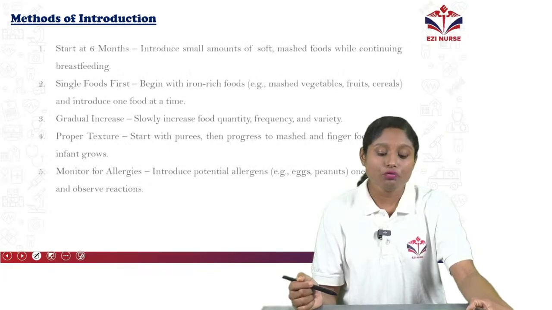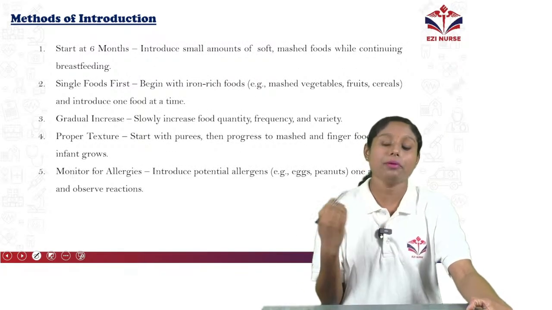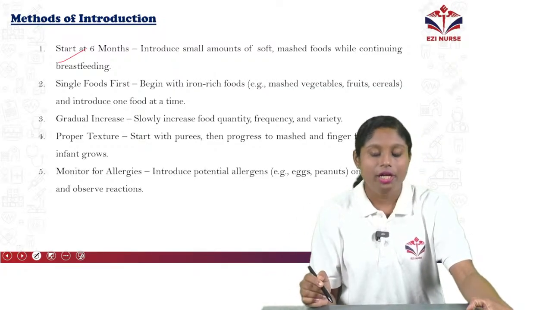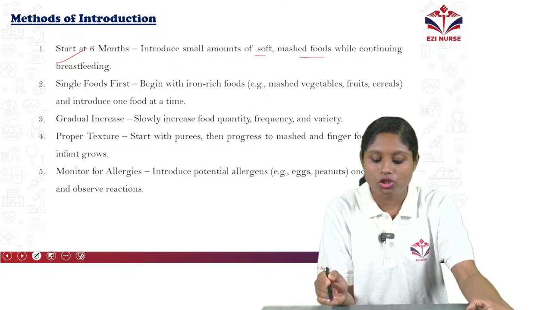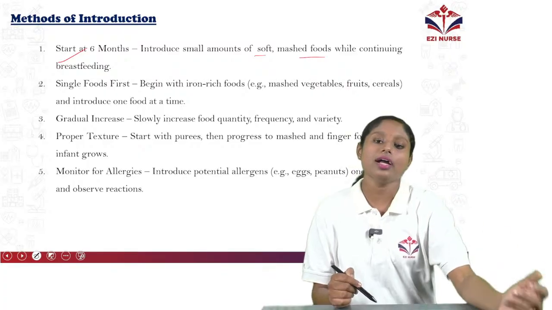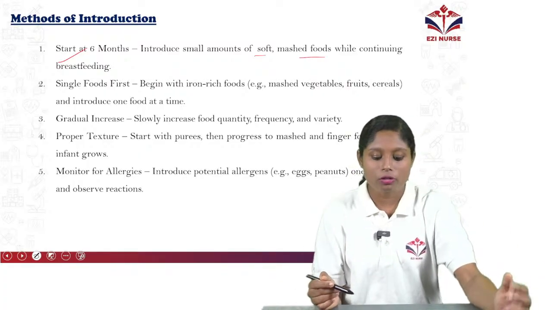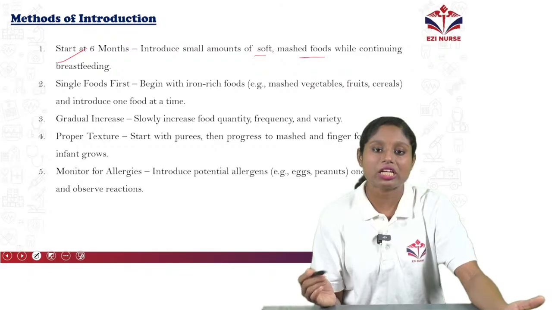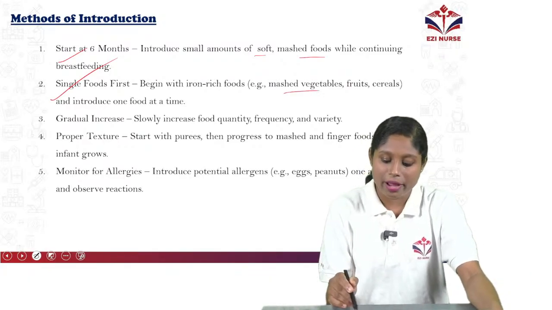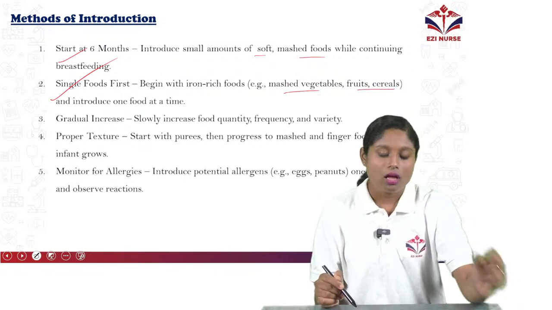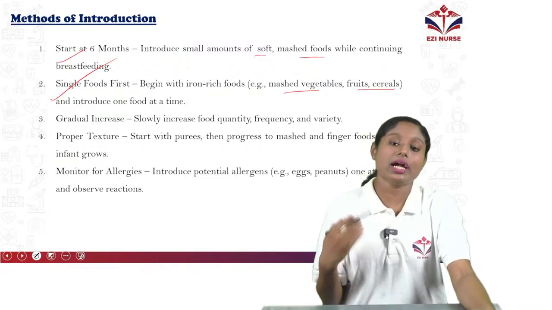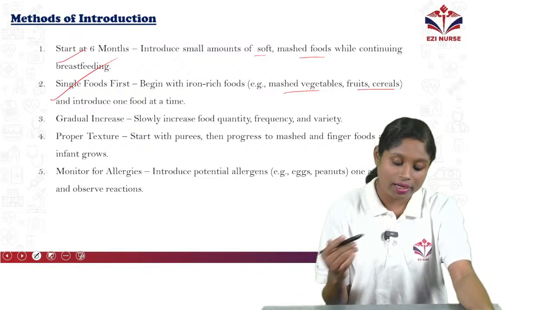Coming to the method of introduction, how we can introduce supplementary feeding to a 6-month-old baby. Start at 6 months. Introduce small amounts of soft mashed foods while continuing the breastfeeding. So alongside the breastfeeding, at 6 months start to give small amounts of soft mashed foods. Single food first. Begin with iron-rich foods like mashed vegetables, fruits or cereals, and introduce one food at a time. So slowly start giving food, one food at a time.